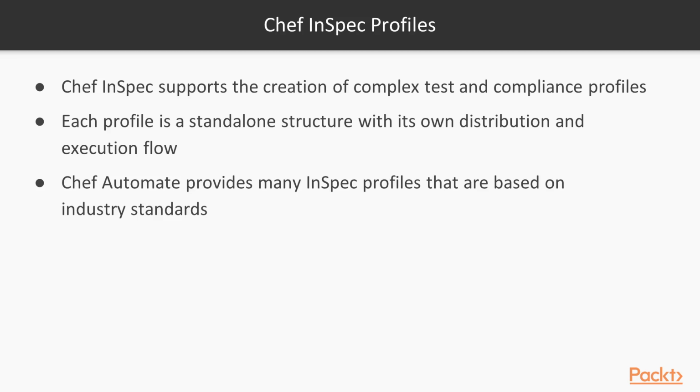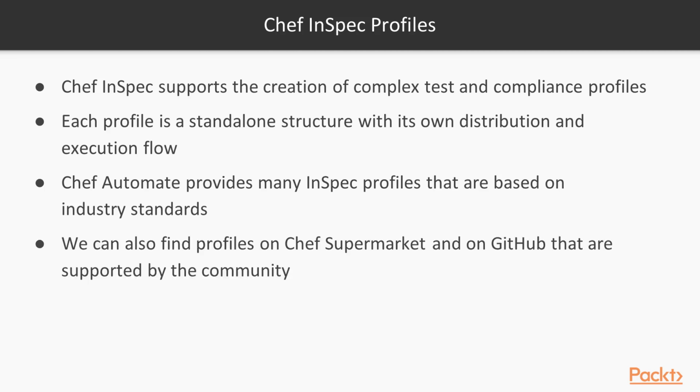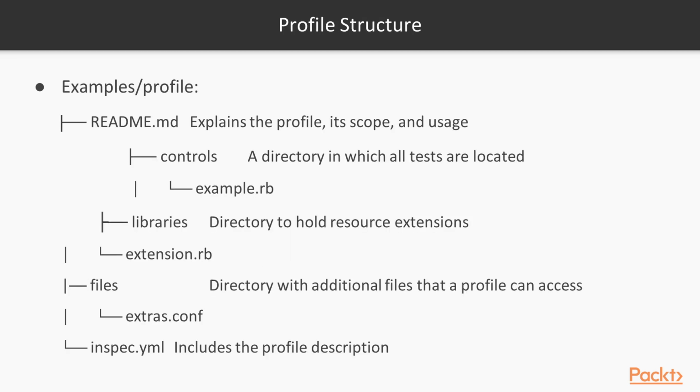If you can recollect, we had run a compliance scan from the Automate server in the previous Automate section. We can also find profiles on Chef Supermarket and on GitHub that are supported by the community. Let's see a sample structure of a profile. This is the sample structure of a profile.